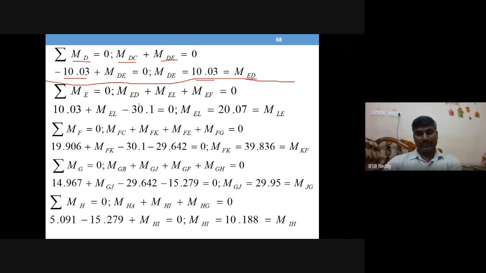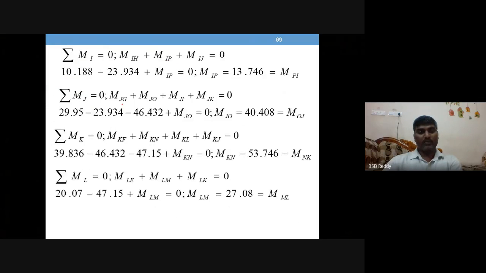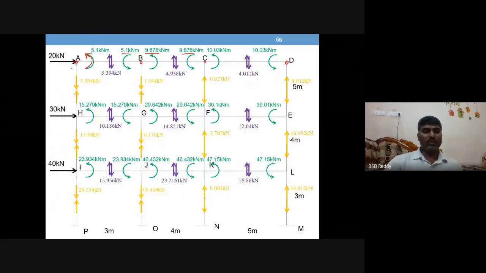Similarly, all other joints, whatever it is. As I said, once you complete a solution, you mention it in your diagram so that it will be easy for you to work out further calculations. So if I now show this 5.1 which is calculated, which is MAH and HA, and if I take joint H, you see I write the equation MHA plus MHG plus MHI is equal to 0.